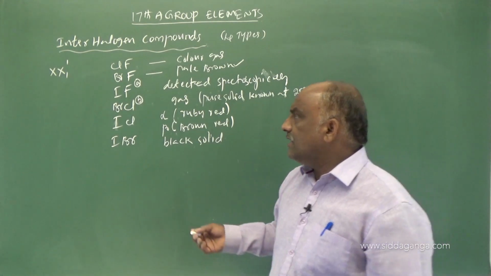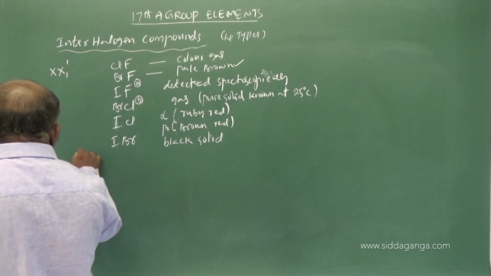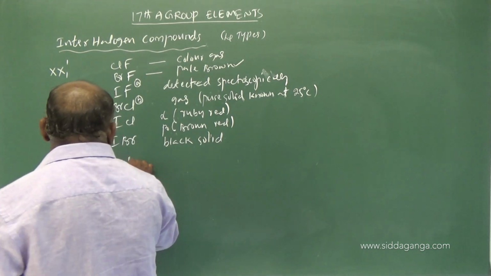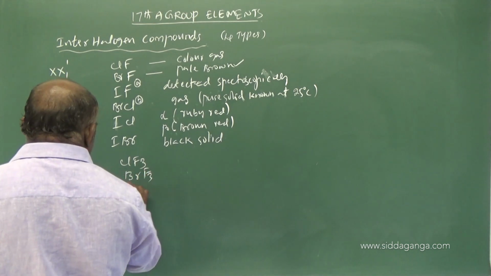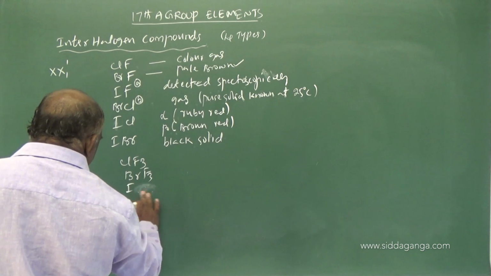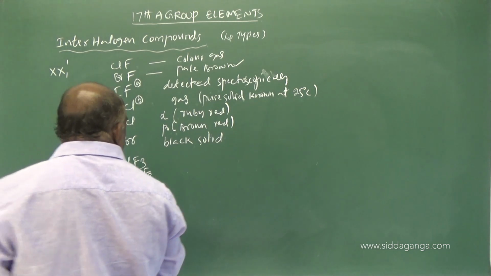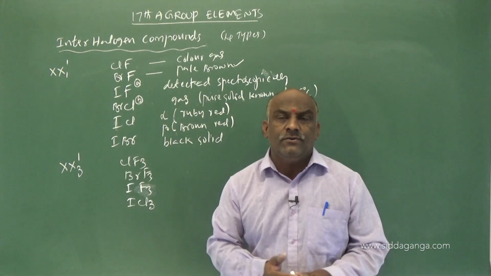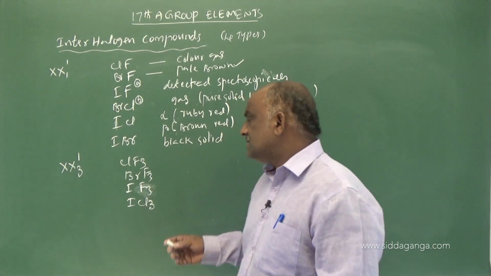Next, the XX3 dash type: ClF3, BrF3, ICl3, IF3. These four belong to the trihalides.